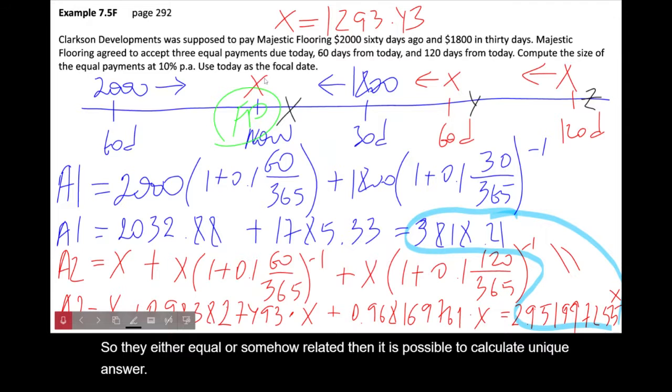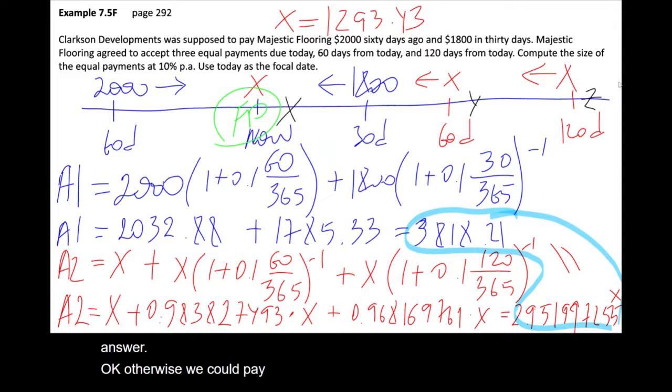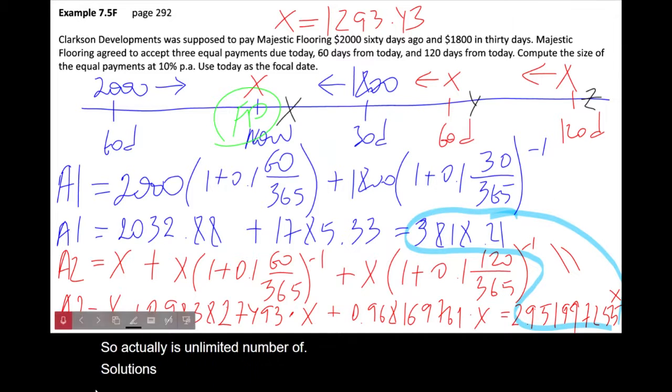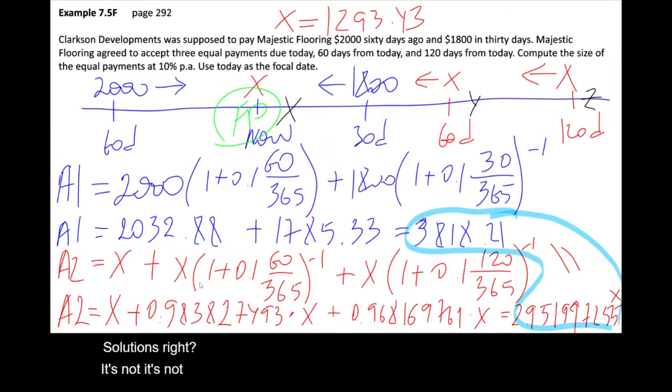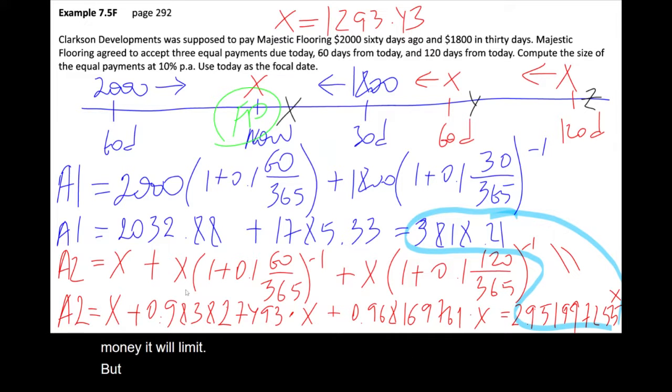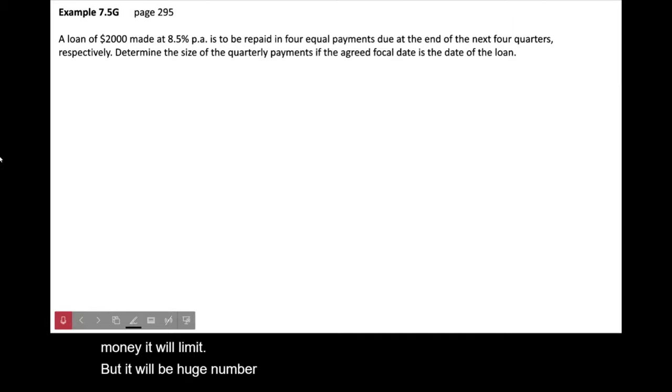Otherwise, we could pay a dollar, a dollar, and the rest, right? Or a dollar, $2, and the rest. So actually, there is a limited number of solutions, right? Right. If not unlimited, theoretically unlimited, but because we're talking money, it will be limited, but it will be a huge number, believe me. So let's go here.